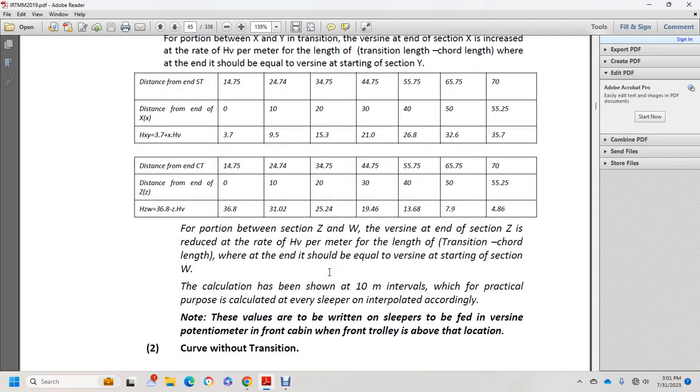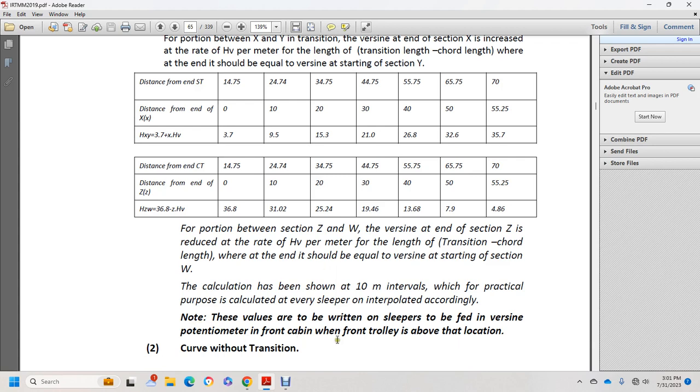For the portion between Z and W, the versine line after section Z is reduced at the rate of HV per meter, where at the end it is equal to the versine line at the start of section W. The calculation is shown at 10 meter intervals, which has the practical purpose of calculating every sleeper, interpolated accordingly. Note these values are written on the sleepers.